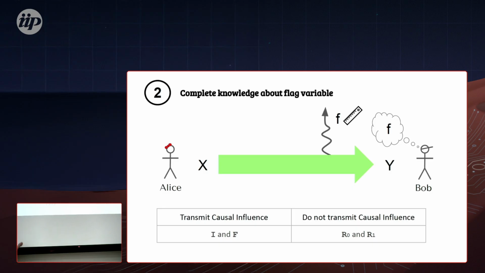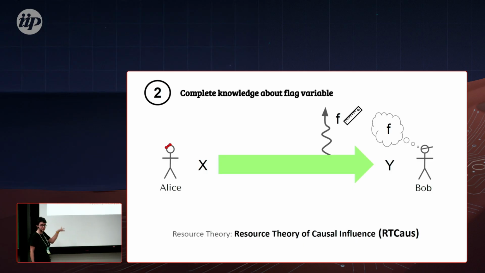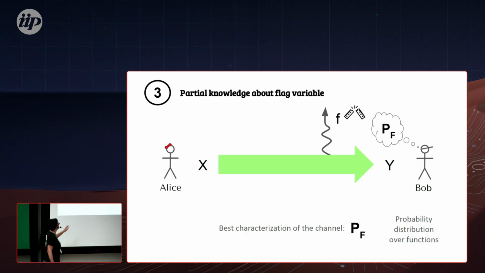Okay. The relevant resource theory for this case is what we call the resource theory of causal influence. That is the first one that I'm going to show to you. So I'm actually going to show you 2 resource theories. The second one appears when we have an intermediary situation where Bob only obtained partial knowledge about the flag variable. So I have a broken ruler there. In this case, the best characterization of the channel that he can have is something called a probability distribution over functions. Let me give you an example.